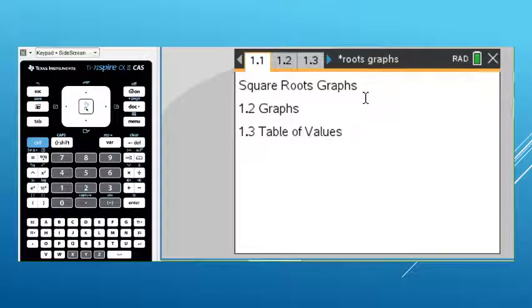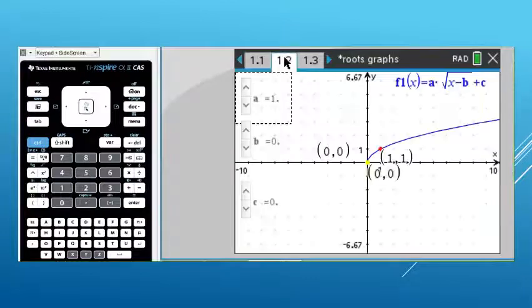Hi, again, this is a demonstration of how to use our calculators. I've prepared a graph here called my square root graphs. We look here, got the general form, where A is our dilating factor from the x-axis, B is our translation along the x-axis left to right, and C is the translation up or down.